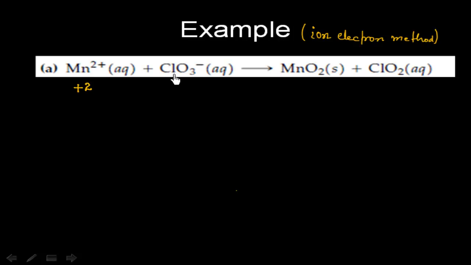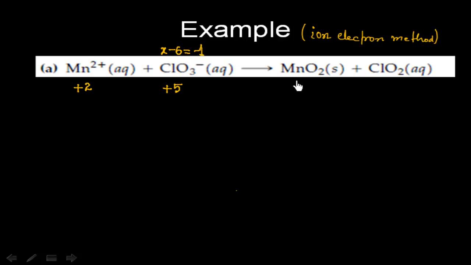What is the oxidation number of chlorine? Let us say chlorine has X and oxygen will have -2, so there are 3 oxygen, so X minus 6 and total charge is -1. So from here we have X is equal to +5. So in this case chlorine has the oxidation number of +5.